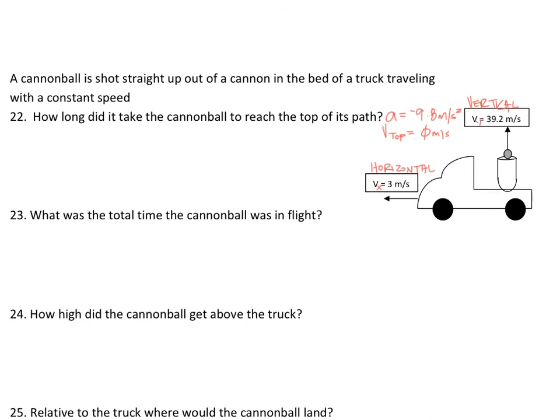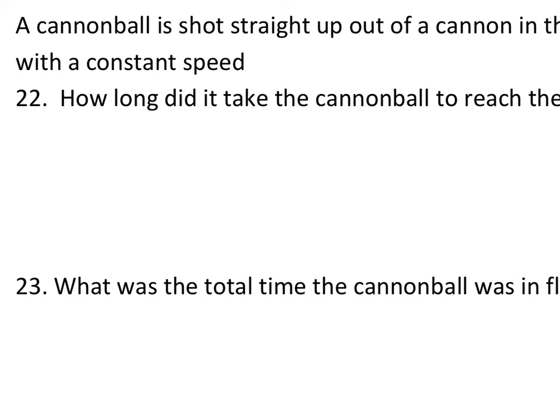So how long did it take? Well, it's asking how long it took to get from the bottom all the way to the top of the path. Now, if we want to know how long it takes to get to the top of the path, we also know the velocity at the top of the path. We know its initial velocity. We know this will be essentially the final velocity. We know gravity is pulling it down. I want to solve for t. So my equation becomes a equals Vf minus Vi divided by t.